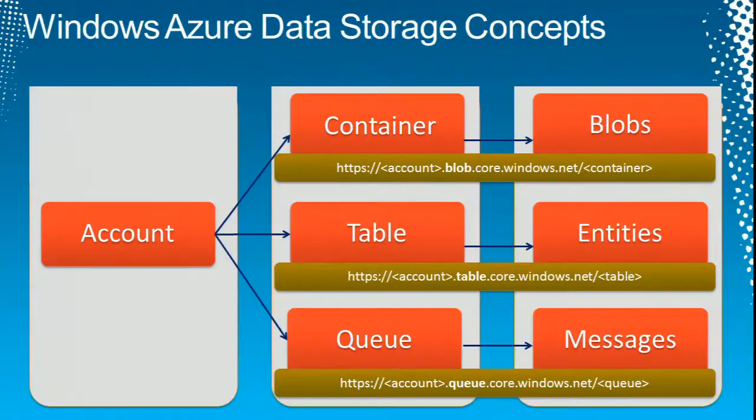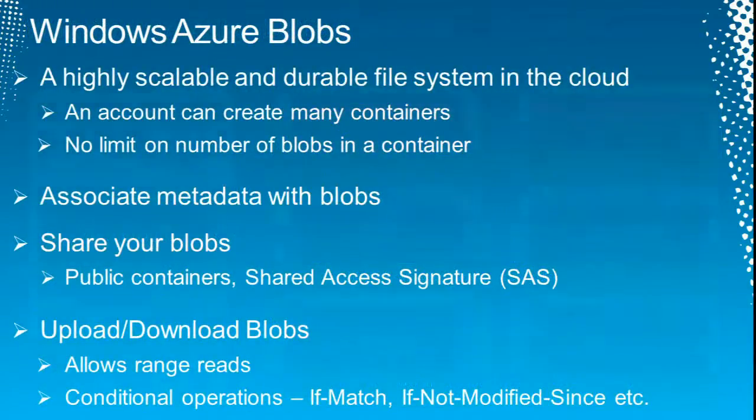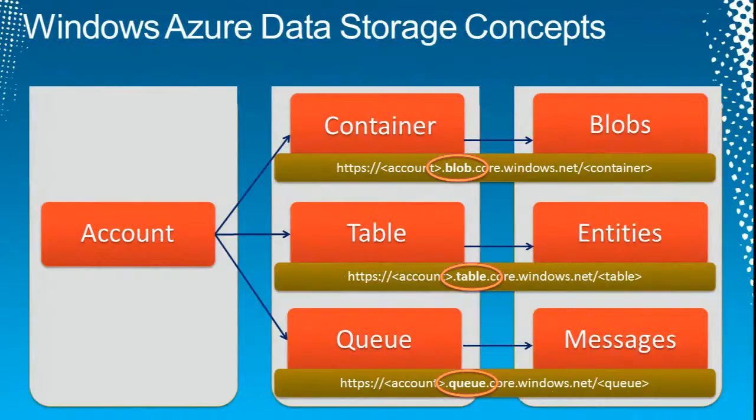You get 3 DNS names, which are basically CNAMEs to the exact geo-region that your data is going to be stored in. For blobs, it's called your account name.blob.core.windows.net. For tables, it's table.core.windows.net. And for queues, it is queue.core.windows.net.